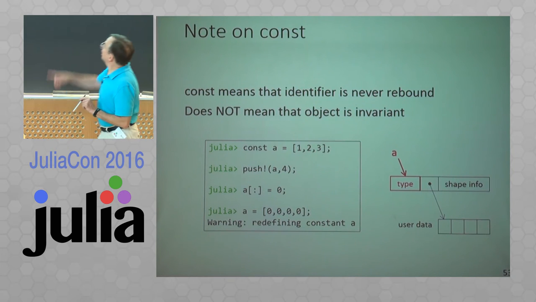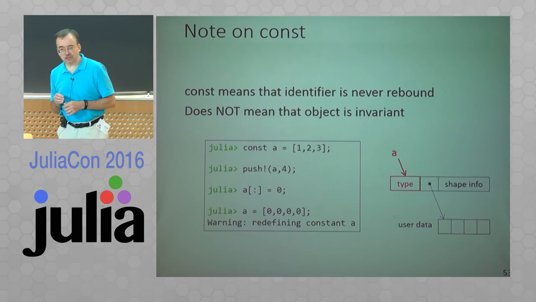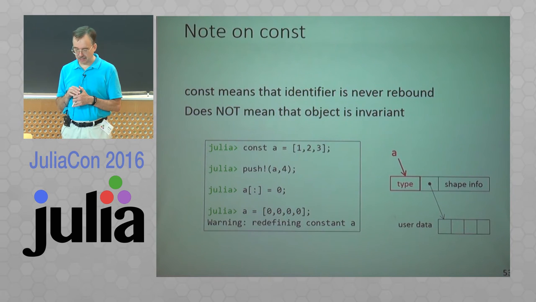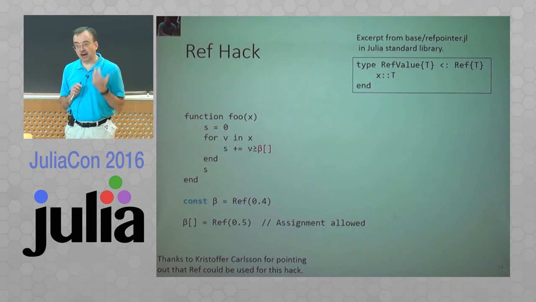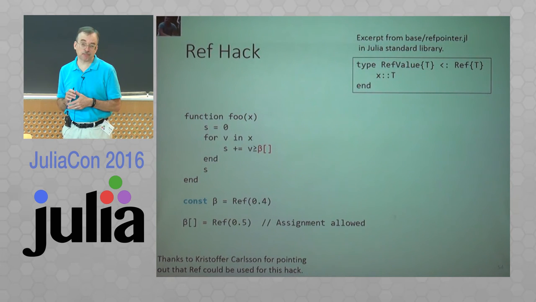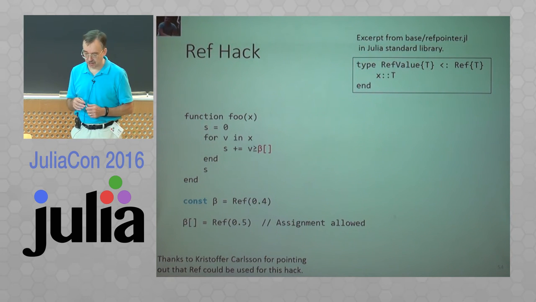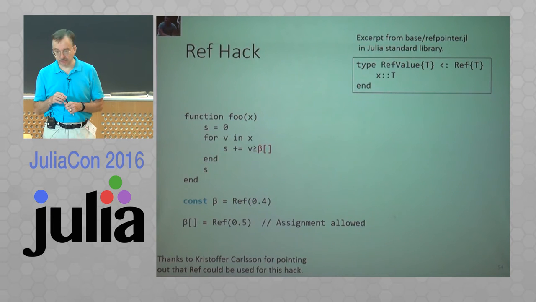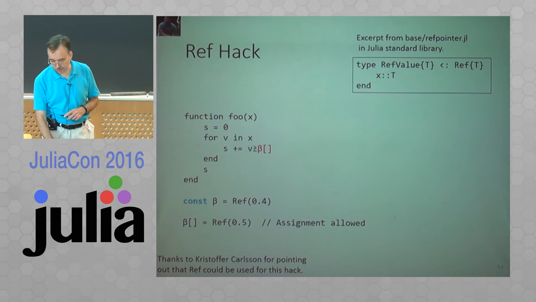Now, with the compiler, the right side shows what the compiler can assume. It knows that because it's const, the type of the object is always going to remain the same. That's the box in red. The type tag is constant, but it doesn't know the shape info is constant or that the user data is constant.